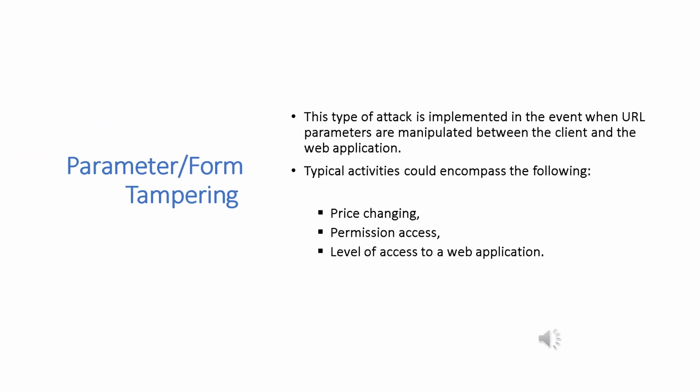Parameter form tampering. This type of attack is implemented in the event when the URL parameters are manipulated between the client and the web application. The typical activities that could encompass the following: price changing, permission access, level of access to a web application.